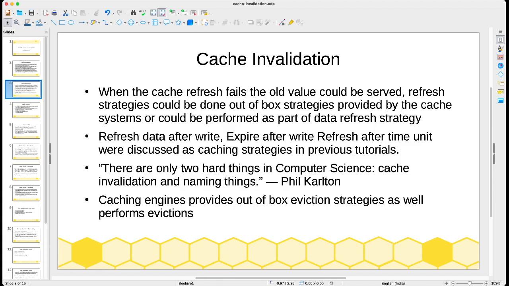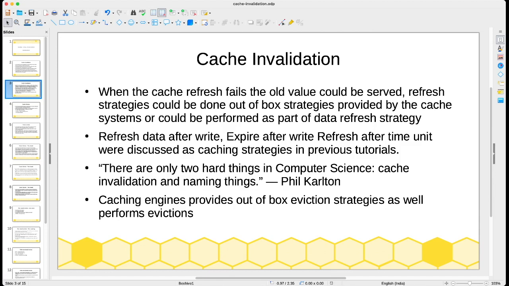There are different strategies for cache refresh. So we can refresh the data after each write. We looked into this in the previous video: every time a new value is written, the cache data can get invalidated or thrown out, or the cache data gets refreshed also. Please take a look at my previous video.